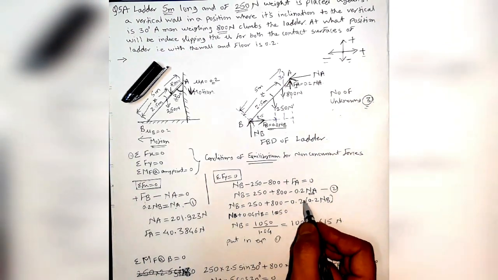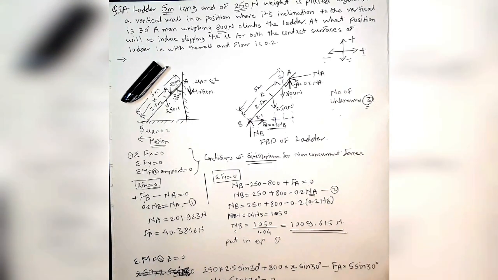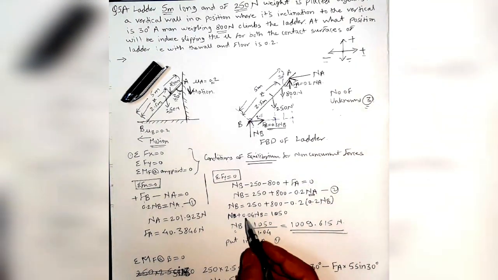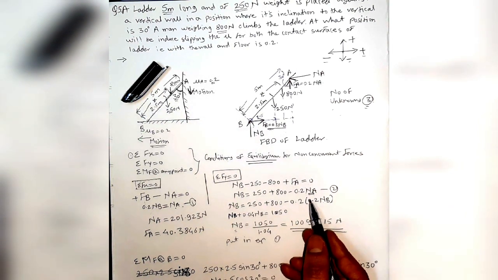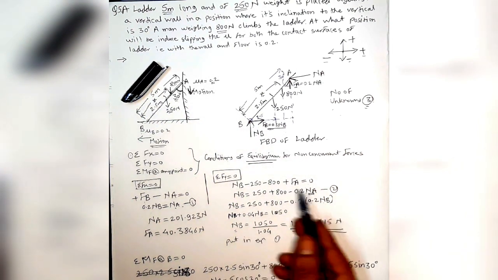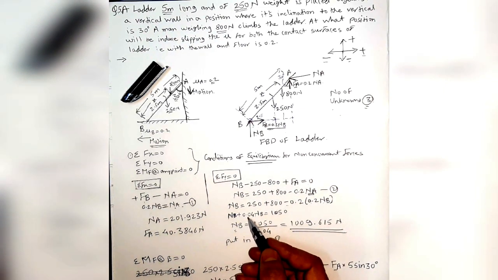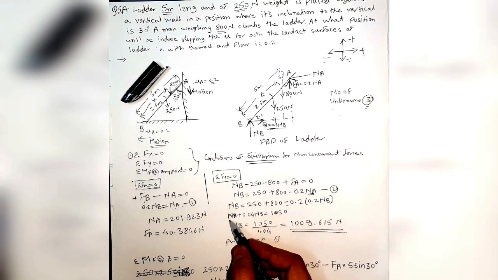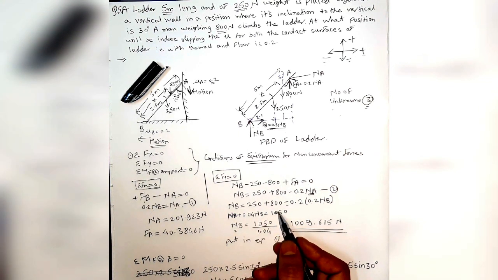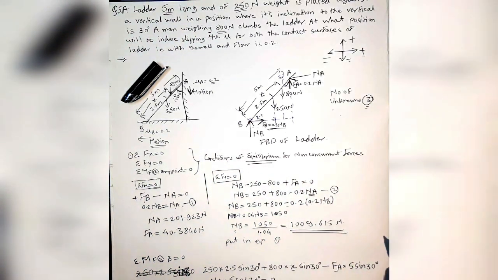So putting that value and solving for NB, we will get the value of NB as 1009.615. Okay, this is very simple. NB times 0.2 times 0.2, so that will be 0.04, which will come towards the left. Here negative will become positive. So NB plus 0.04 NB is equal to 1050. So that will be 1.04 NB is equal to 1050. So the value of NB will be 1050 divided by 1.04.